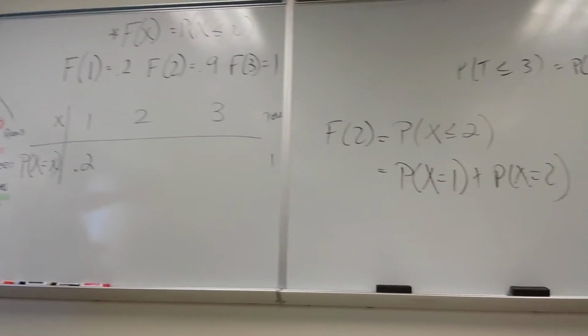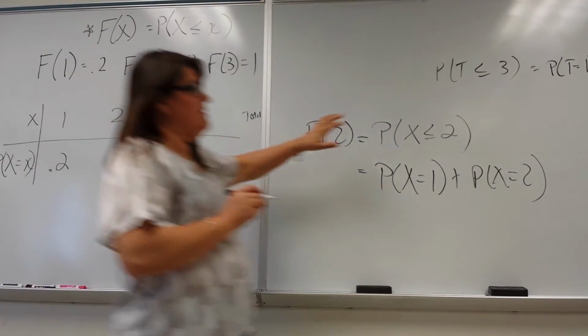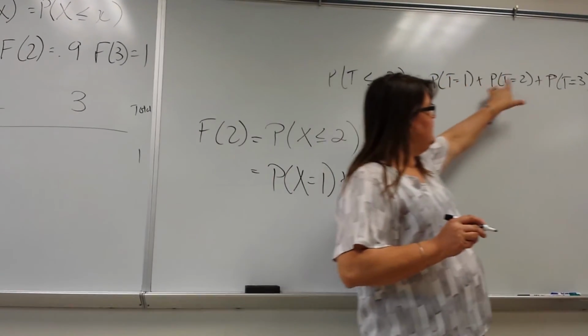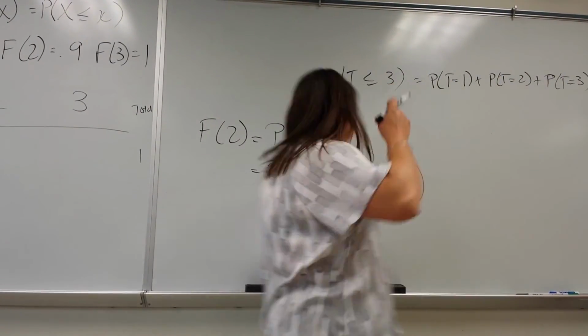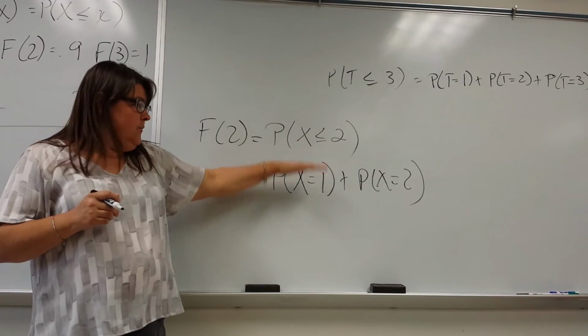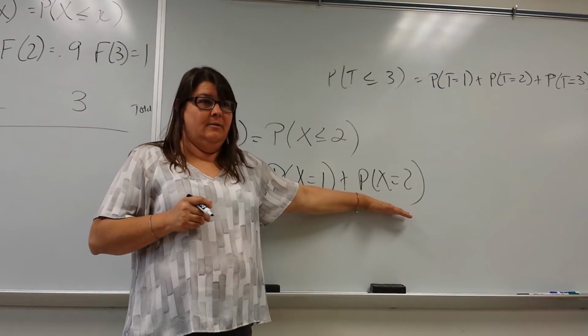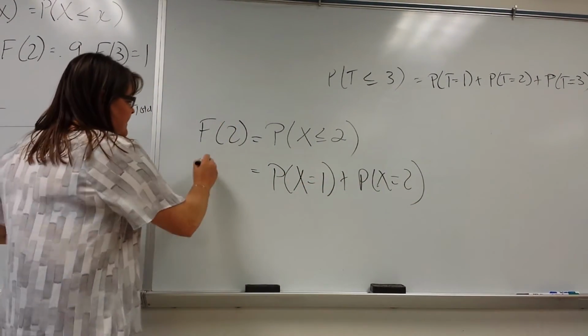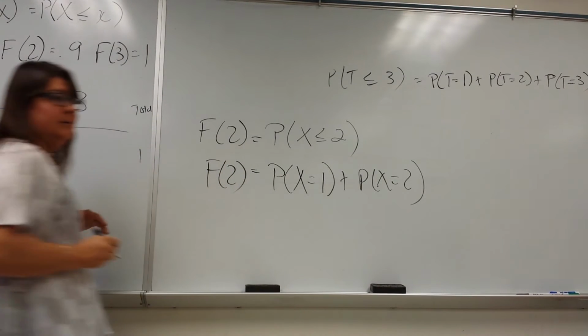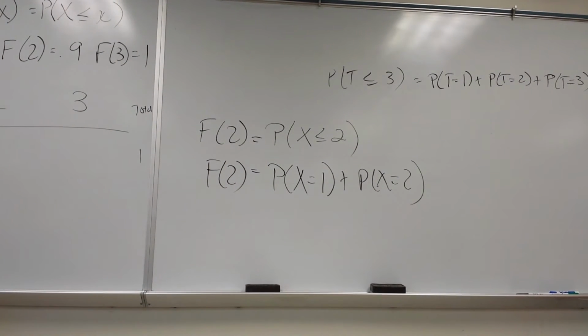Everybody? Okay, you see where t is less than 3, it was 1, 2, and 3, because it added up to there. So now when it's less than or equal to 2, it's 1 and 2, right? It's 1 or 2. And so that is equal to that. So what is f of 2 equal to? 0.7. What is that?